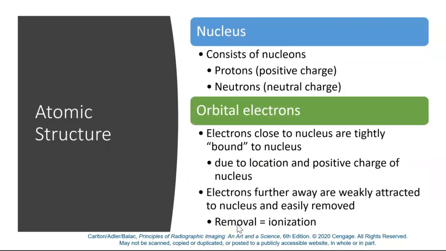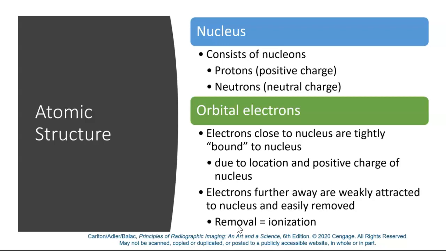So let's look at the atomic structure. We've covered the atomic structure in prior lectures. The nucleus consists of nucleons. So there's protons and neutrons, and the protons are positively charged and the neutrons are neutral, right? And those are within the nucleus.